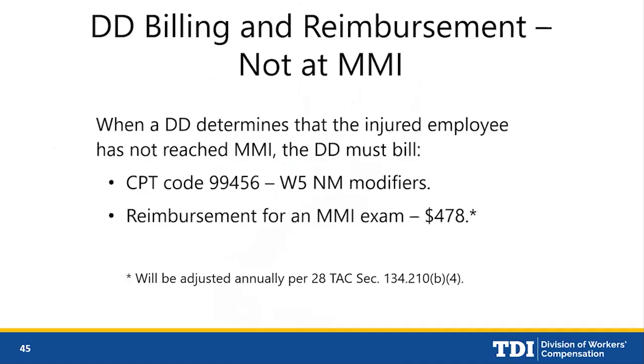So I'm going to give you a scenario. Although it's pretty unlikely at the designated doctor level, this would be for a designated doctor finding that an injured employee has not reached MMI yet. So you would bill using CPT code 99456 with that NM modifier. And reimbursement amount currently would be $478. So you would bill for the MAR, $478, and get paid the MAR, $478, just like we discussed earlier.